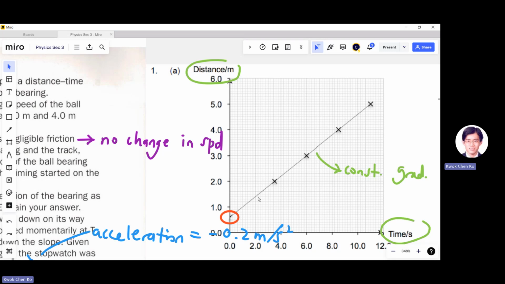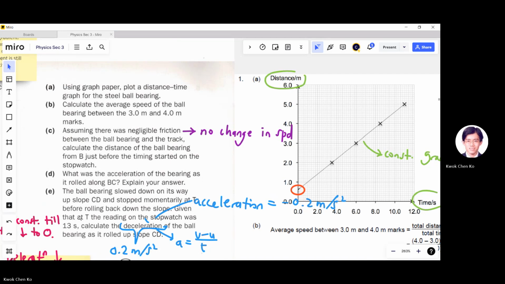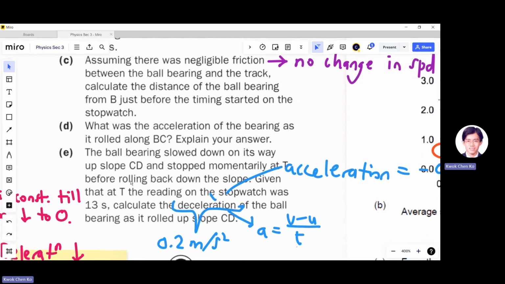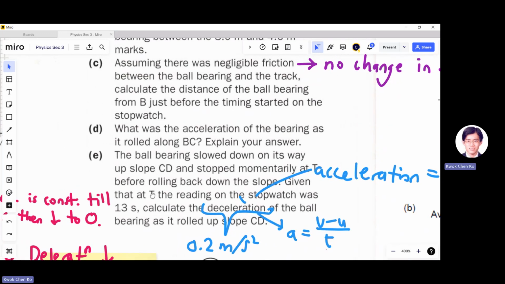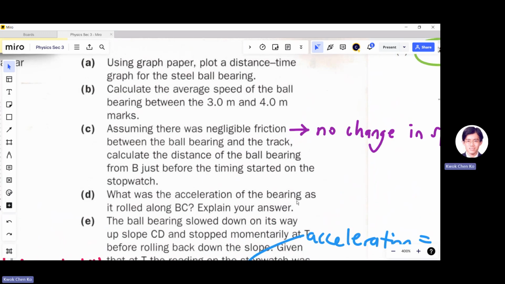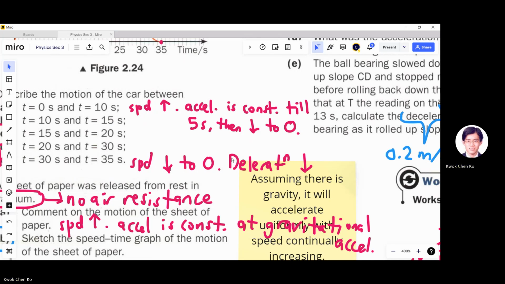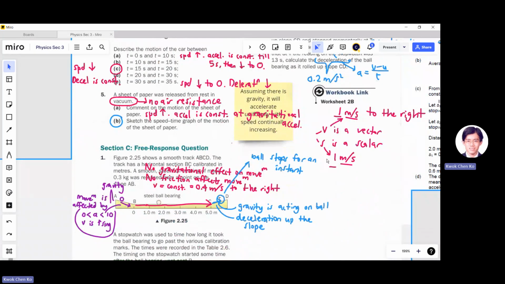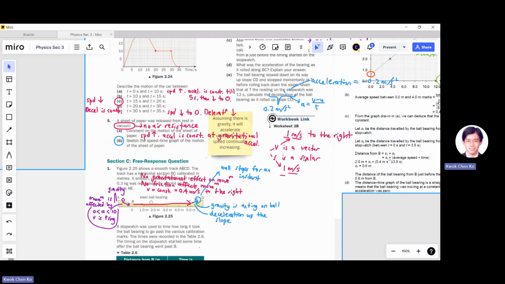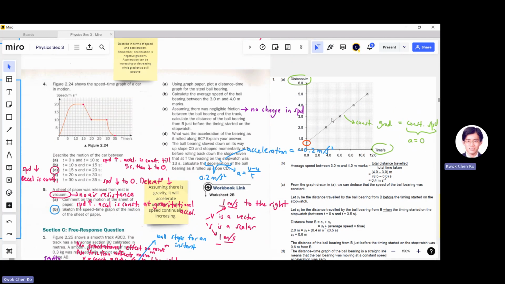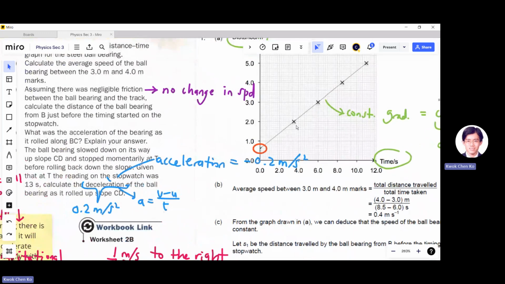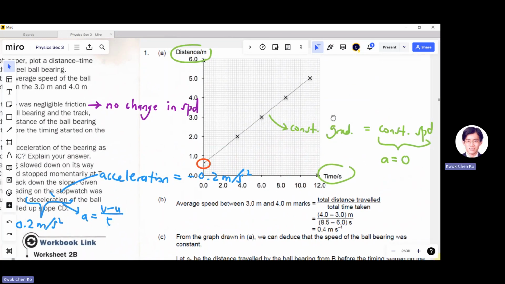For chemistry, definitely we can write notes. Constant. You see a straight line. You mean part E, is it? Okay, it's part E. What was the acceleration of the ball bearing as it rolls along BC? What happened at BC? BC is the horizontal portion. So what kind of graph did you get? Look at your graphs that you have drawn. It's a straight line, right? Straight line means constant what?